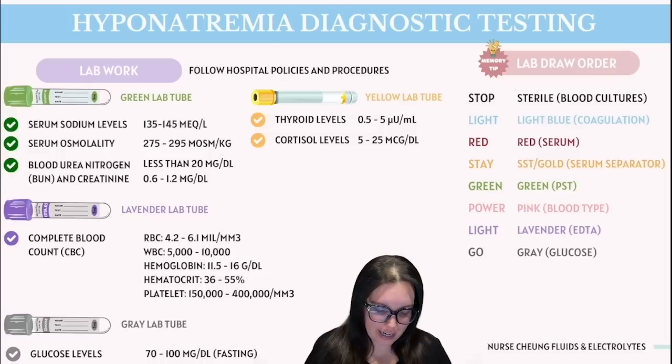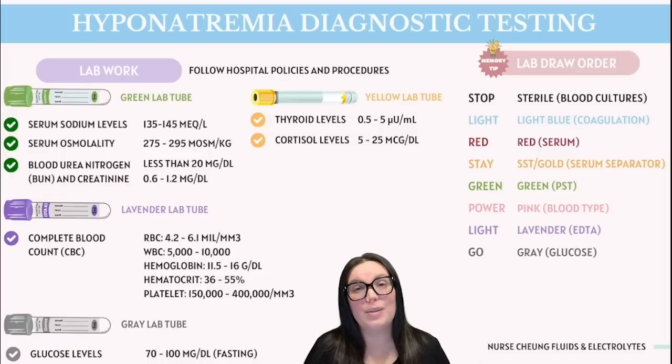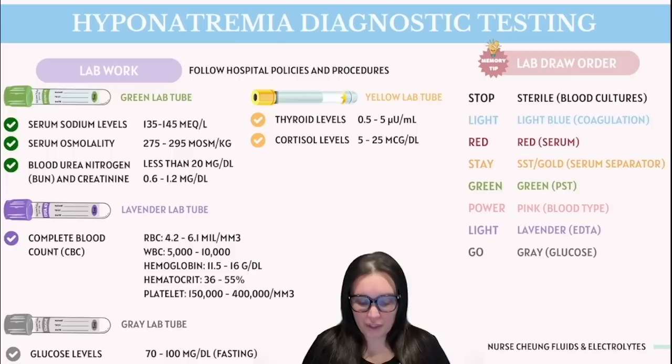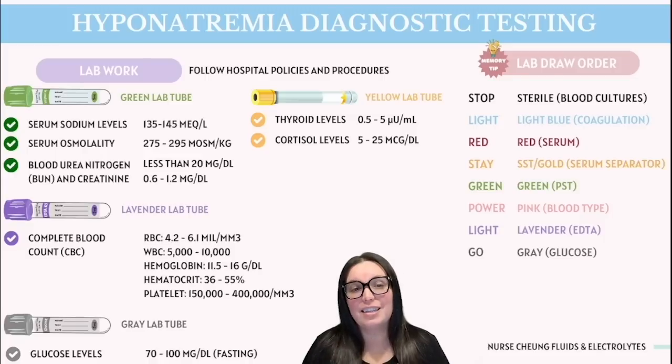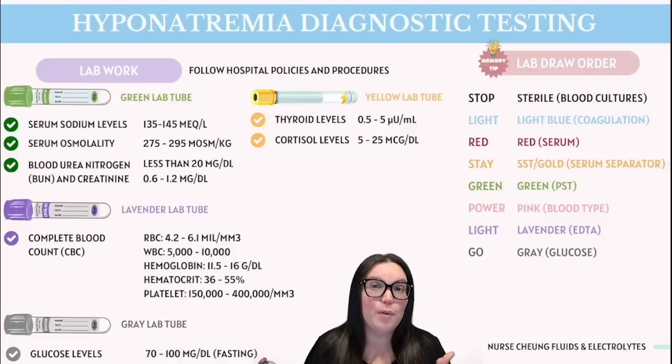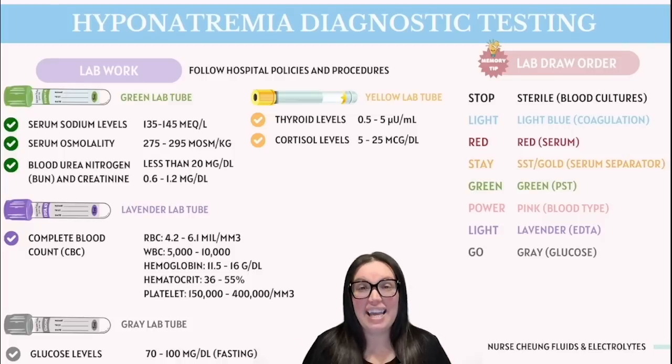Blood urea nitrogen as well as creatinine are also important because we need to assess that the kidneys are functioning appropriately, as kidney issues can contribute to hyponatremia. So if we have an elevated BUN and creatinine, it may indicate that we have some kind of hypovolemia taking place. So for the lavender top, again, we're going to be looking at the complete blood count, because this is going to help us identify signs of volume depletion, commonly seen with hypovolemic hyponatremia.